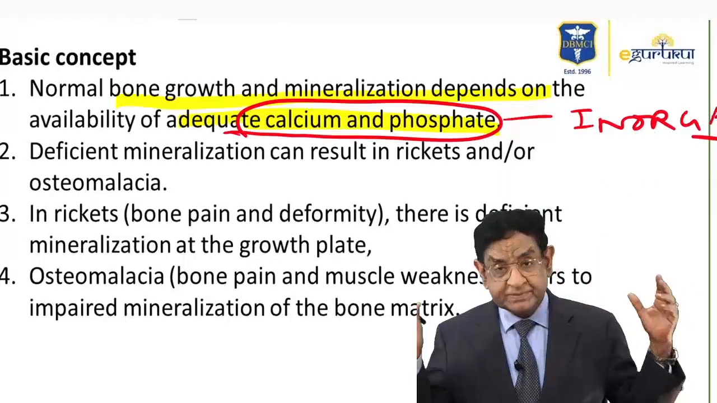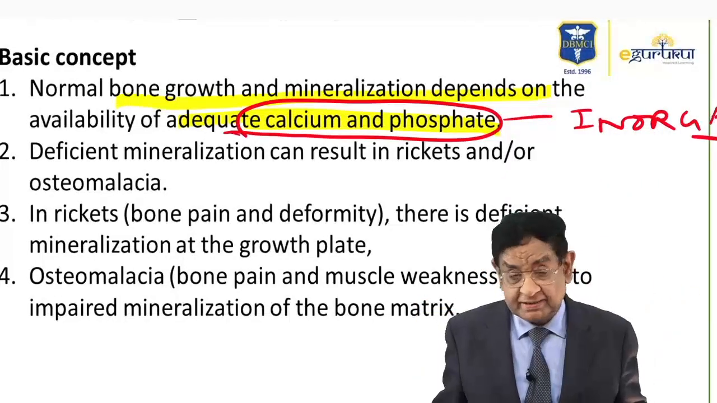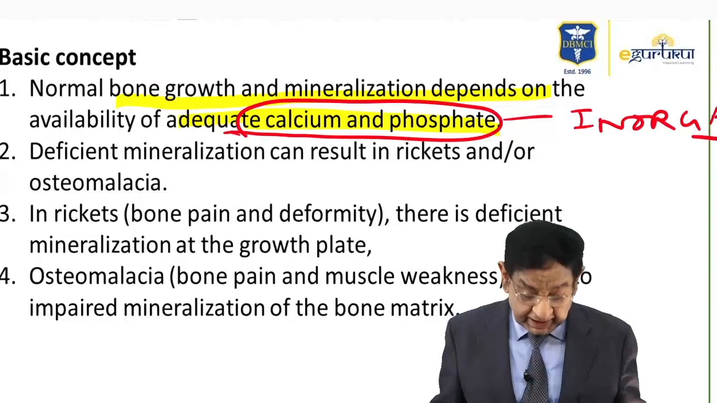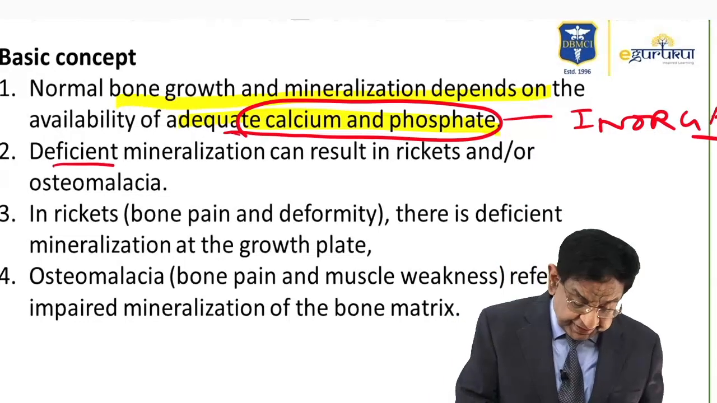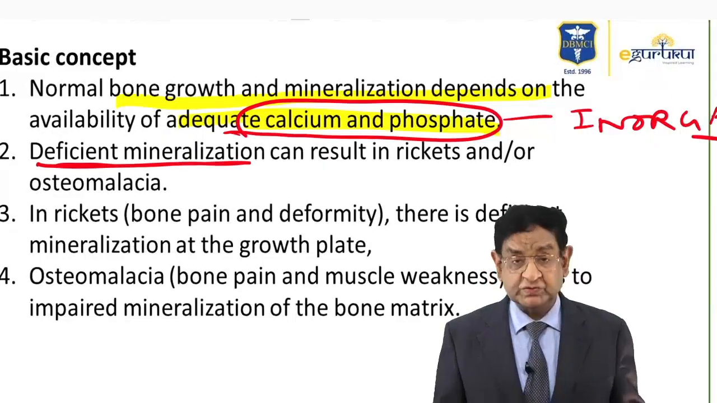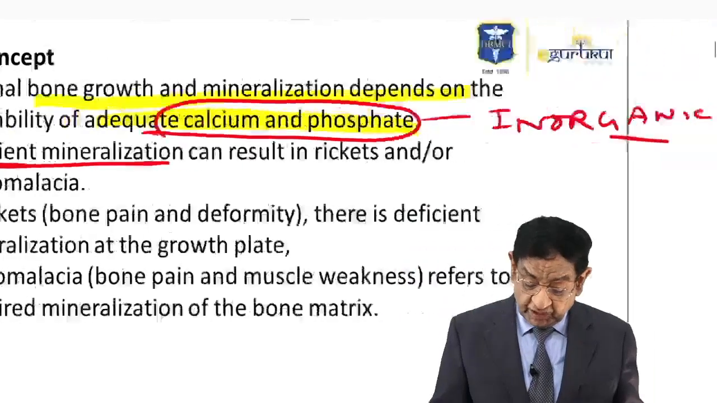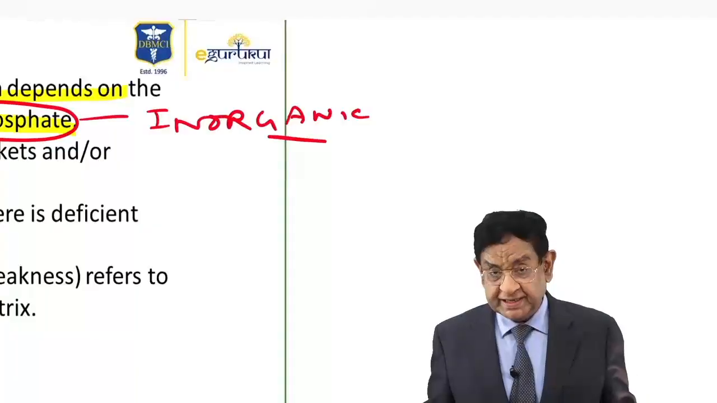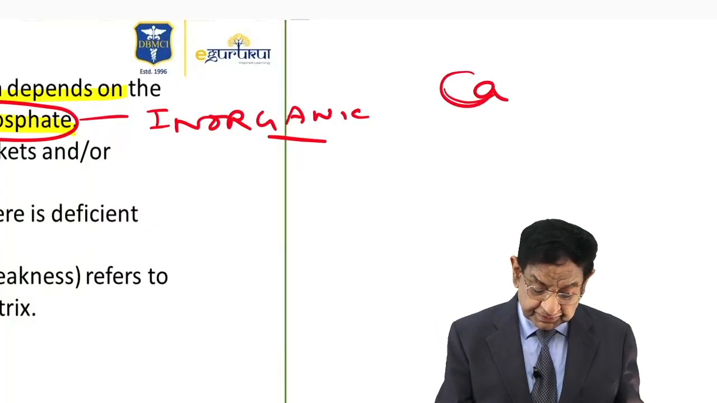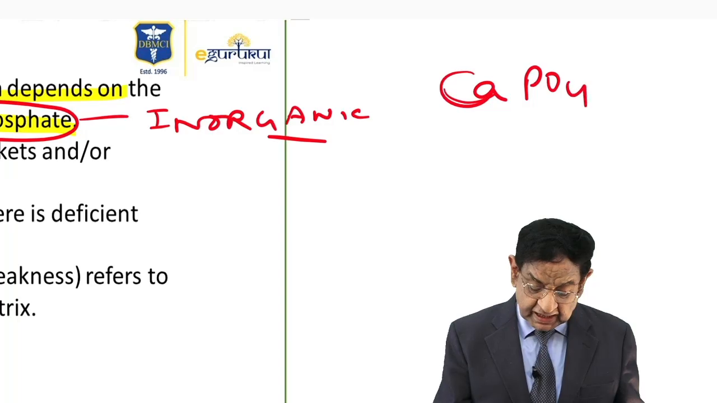So cells are getting made by the metaphysis, but they are not getting mineralized. So what will happen? Deficient mineralization. Why? Calcium and phosphate are not there. Well, again, I can give you a day-to-day example. Calcium and phosphate are nothing but cement.